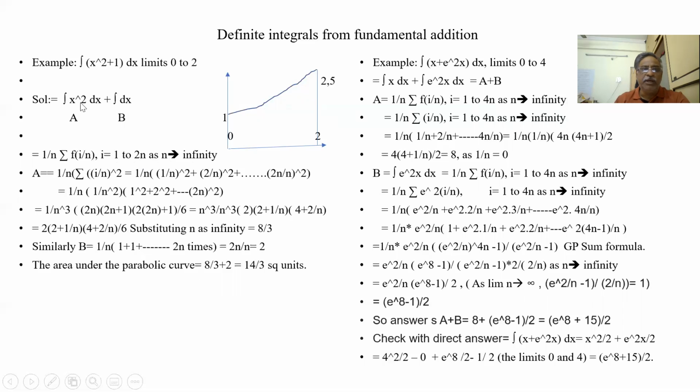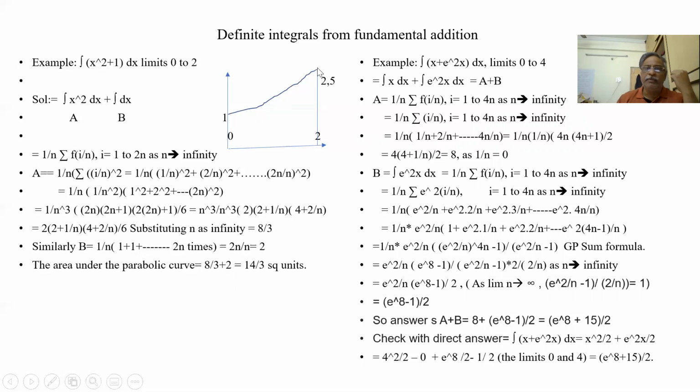Sigma of x square dx. So 1 by n into (1 by n) whole square plus (2 by n) whole square, like that up to (2n by n) whole square. In place of x, I am putting i by n, f of i by n, where i is 1 to 2n. So first x is 1 by n, second is 2 by n, third is 3 by n, 4 by n, like that n by n, then 2n by n. x square, so I put whole square.